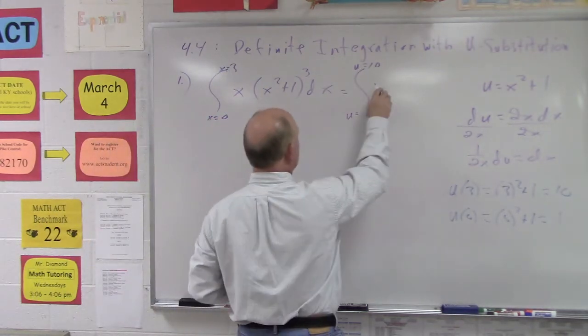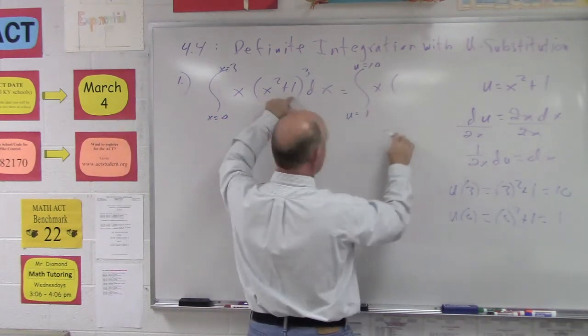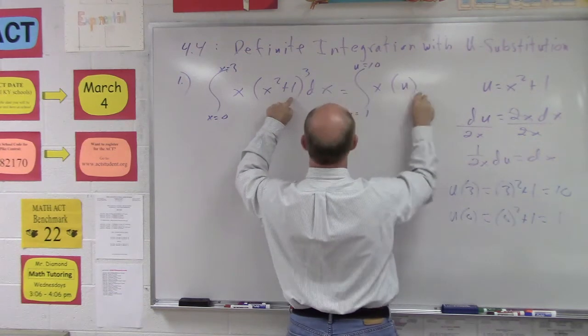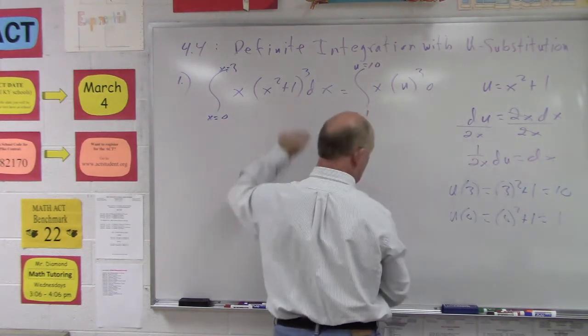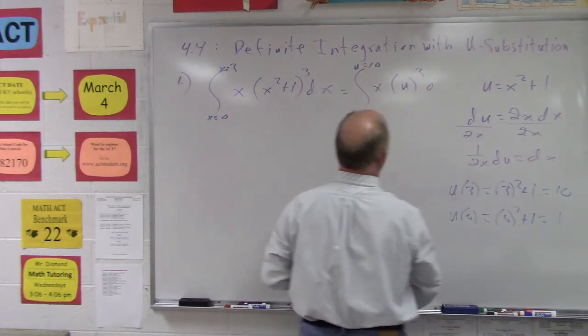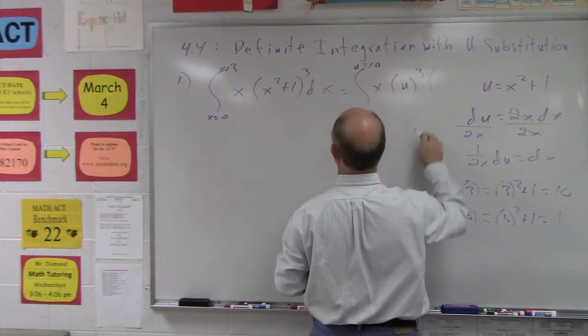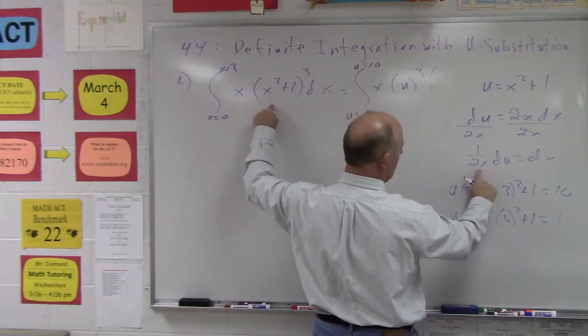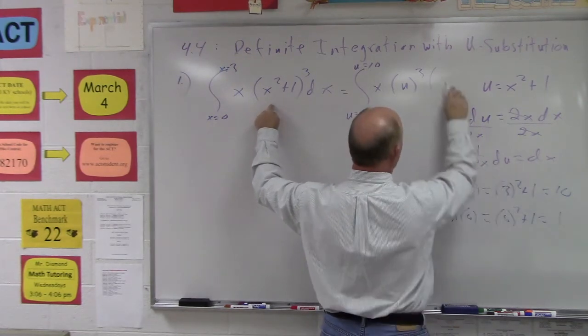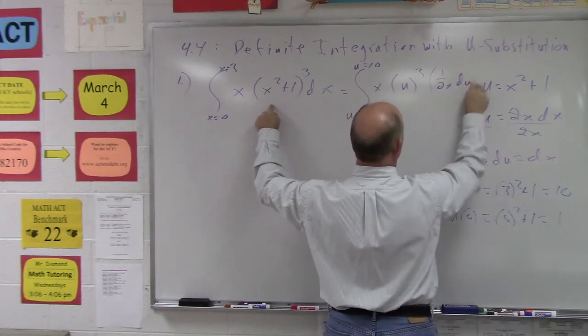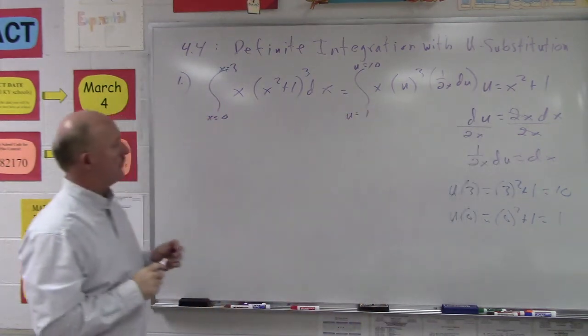Now within the integral, this is x times (x squared plus 1), which is equal to u, so that's going to be u to the third power times, let's see, now dx is 1 over 2x du, so 1 over 2x du. Okay, I think I can get by with that right there.